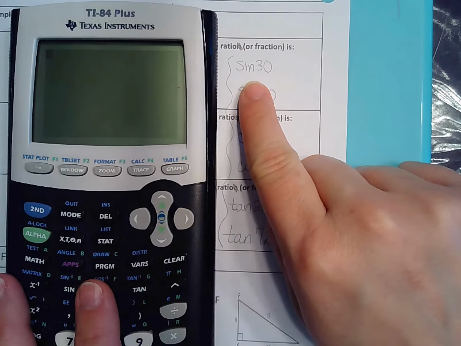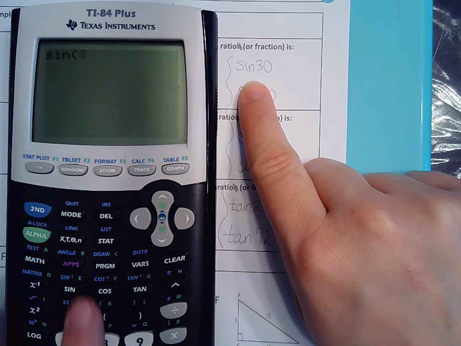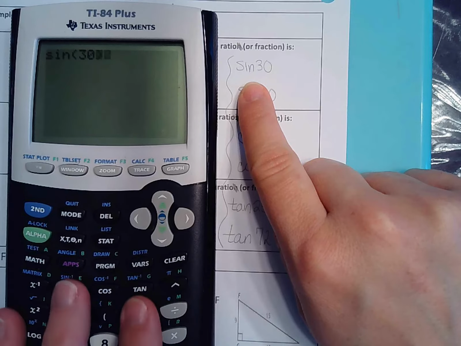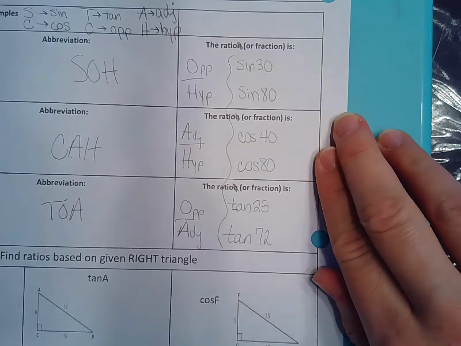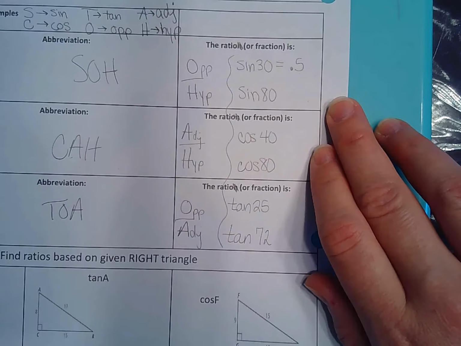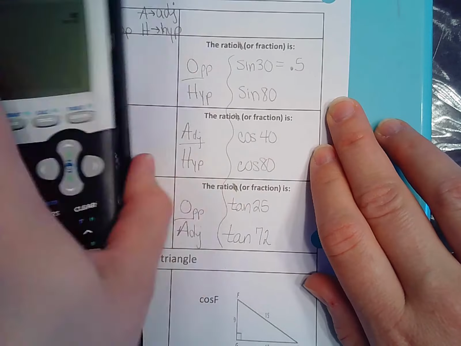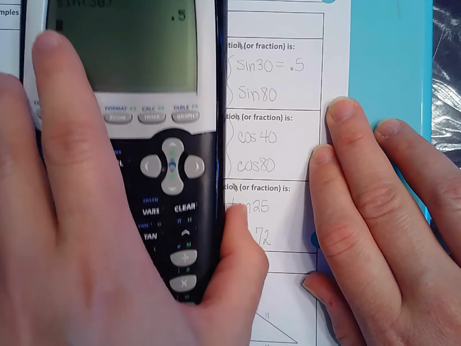So let's do sine of 30. So I'm going to hit sine. Notice parentheses naturally come up. So I type in 30. You can close your parentheses, it's not necessary, but you get 0.5. Sine of 30 is a special one. It doesn't repeat, it's not irrational. So that would mean the ratio of the opposite divided by the hypotenuse is 0.5. But we'll talk more about that later.